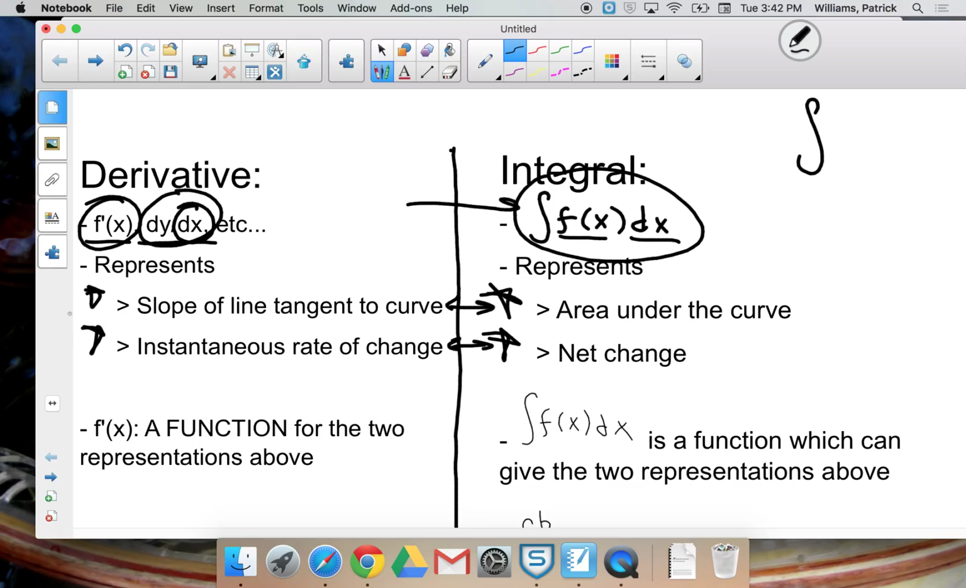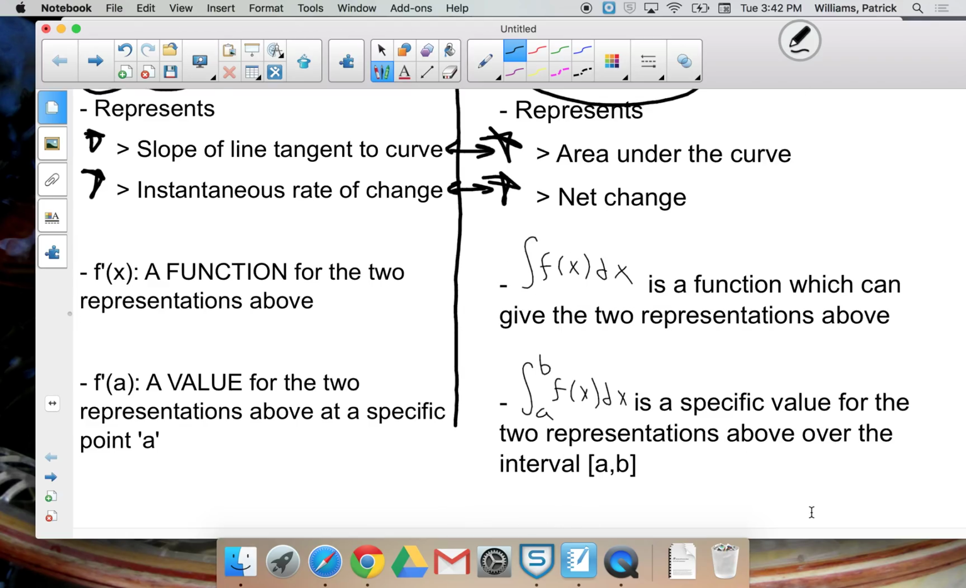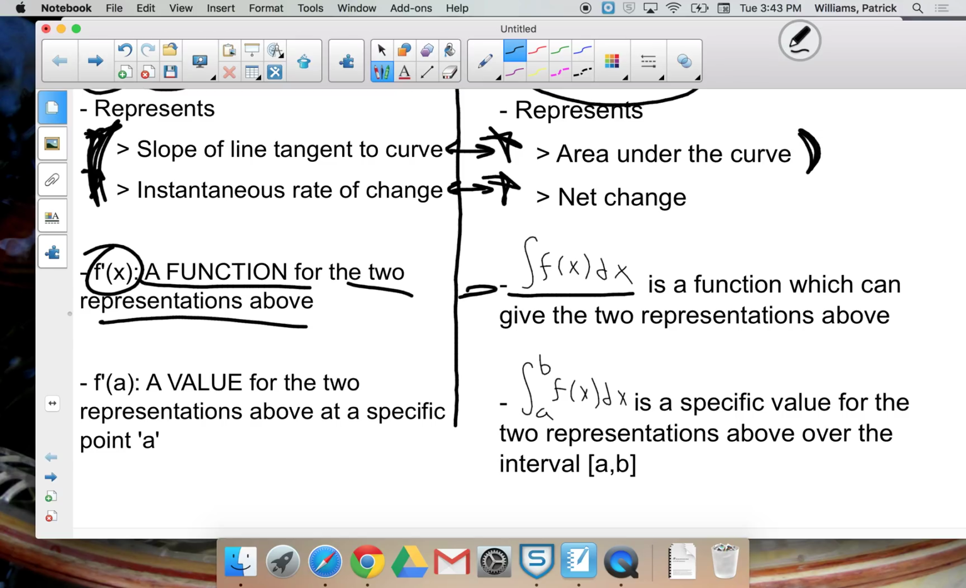Okay? Now also remember about derivatives that a derivative can either give you a function or a value. If we, for instance, evaluate f prime of x, that's giving us a function. And what that function can be used for is to determine these two things that we talked about right here. It's a function that can either give us the slope of the line tangent to the curve at any point, or tell us what the instantaneous rate of change of some quantity is at any point. Okay? Now look at an integral. An integral is a function which can give these two representations above. If we evaluate this integral, it's a function that can help us determine the area under a curve or determine the net change in some quantity over some interval.